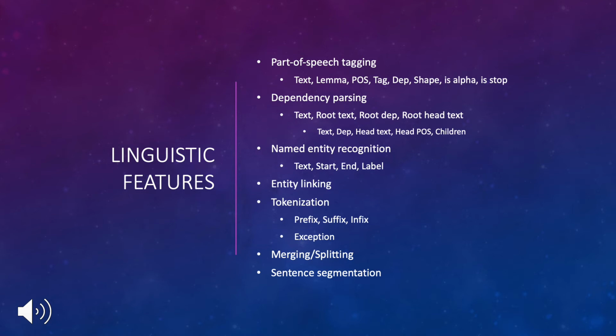Dependency parsing uses head and child to describe words that are dependent on one another. Text is the original token text. Dependency describes the syntactic relationship between the child and the head. Head text is the original text that composes the token head. Head part of speech describes the part of speech tag that the token head possesses. Children are the immediate syntactic dependencies of the token.